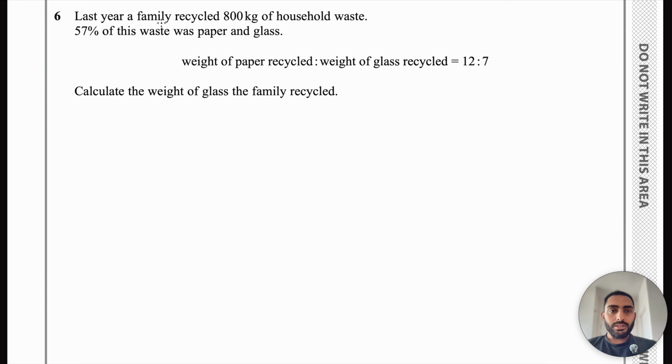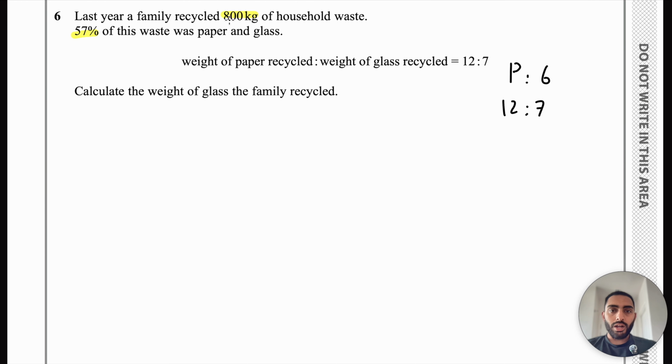Question 6. Last year, a family recycled 800 kilos of household waste. 57% of this waste was paper and glass. The weight of the paper recycled to the weight of the glass recycled was 12 to 7. Let's write that as a ratio. So P to G, the paper to the glass, was in the ratio 12 to 7. Calculate the weight of the glass the family recycled. So we're trying to find this value here.